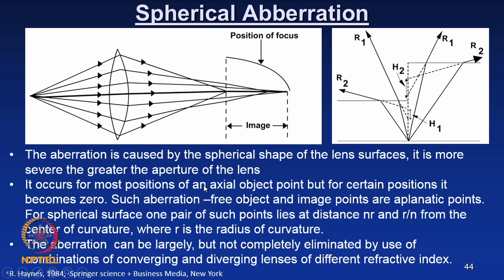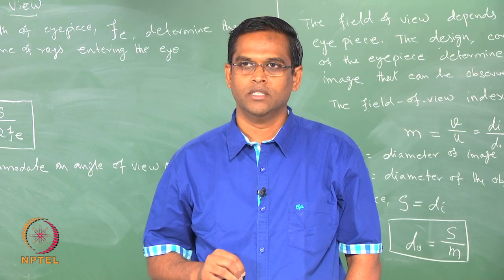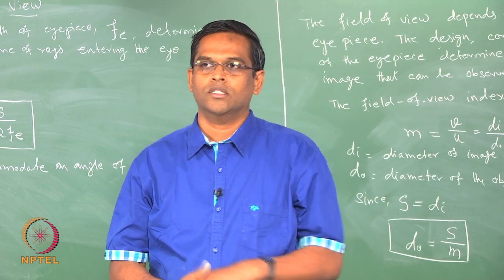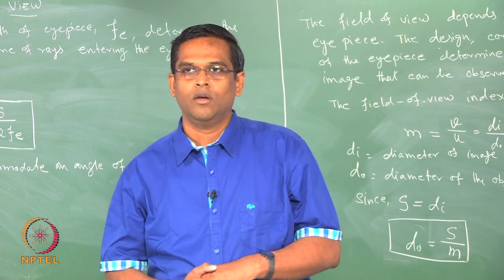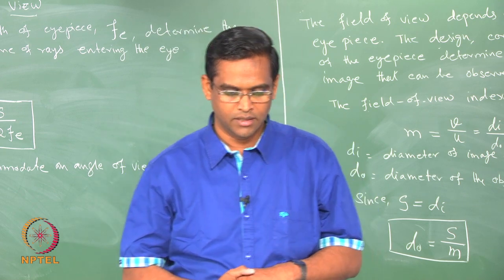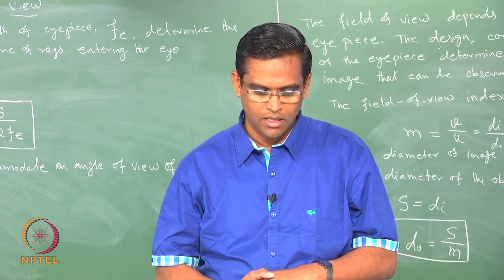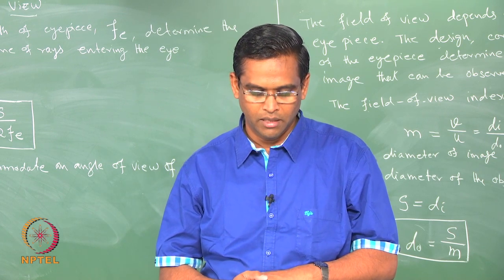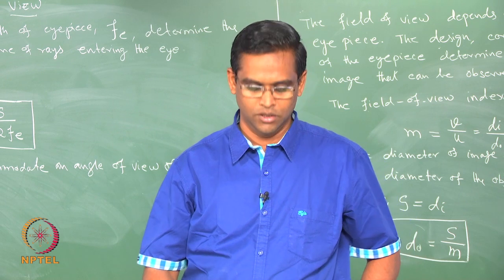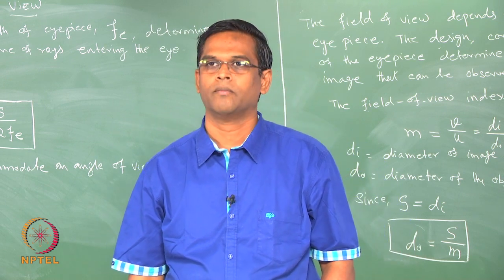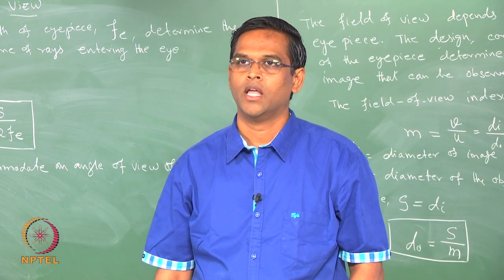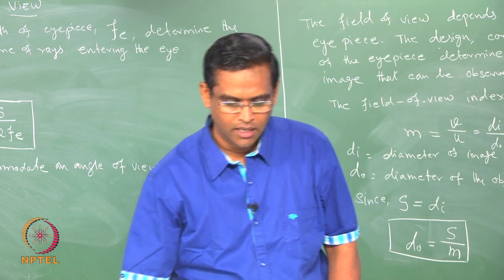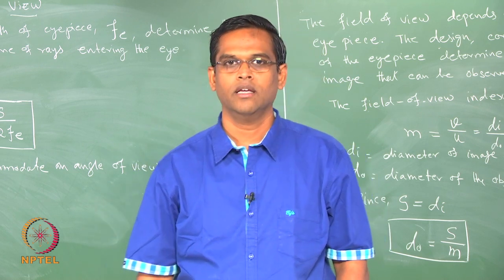This is one of the important and very difficult defects to be eliminated in the optical lens. So, we will look at how this spherical aberration is eliminated in due course. And other aberrations we will see in the next class.